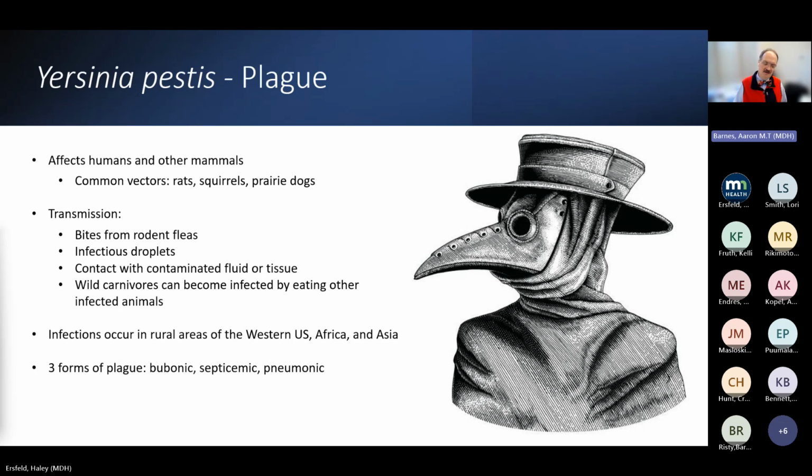Bubonic plague is fairly treatable. Pneumonic plague is fairly not treatable. We treat it anyway, but it has a very high mortality rate. And septicemic plague is somewhere in the middle.